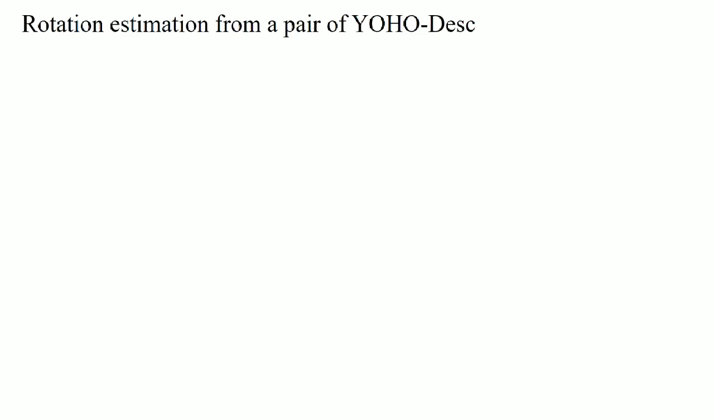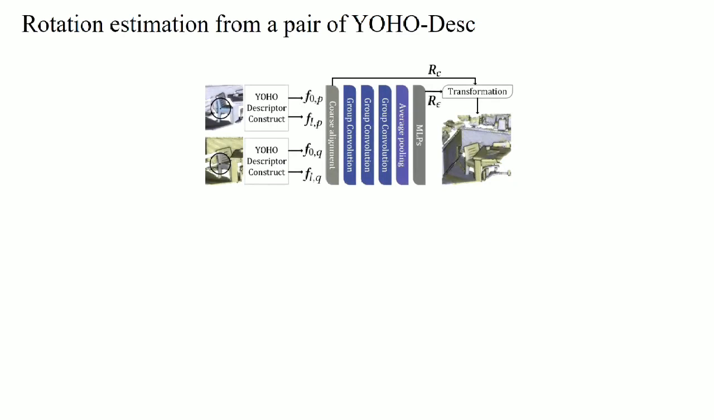After feature matching, given a pair of YOHO descriptors, we can decode a rotation from their rotation equivariance. If the rotation is in the group, we can simply retrieve it by finding the permutation that best aligns the paired YOHO descriptors. Well, for the other rotations, we propose a coarse-to-fine strategy.